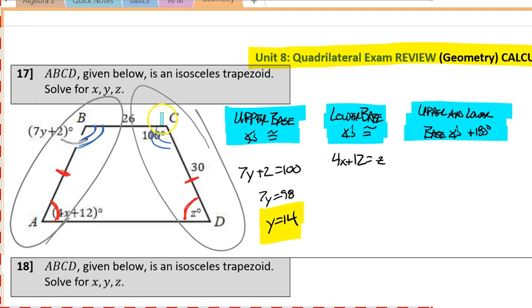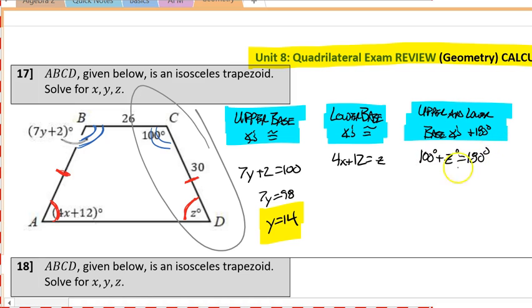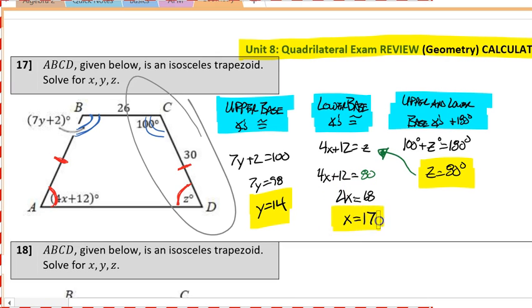So then we'll go ahead and focus on this relationship between angle C and angle D, meaning that 100 plus z should equal 180 degrees, meaning that z is equal to 80 degrees. Substituting this value in means we have the two-step equation 4x plus 12 equals 80. Solving this two-step equation gives us 4x equals 68, giving us x is equal to 17.